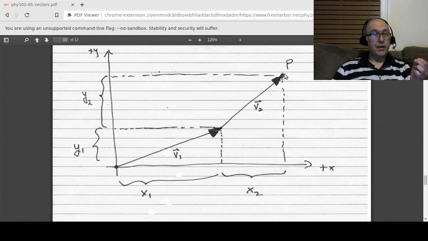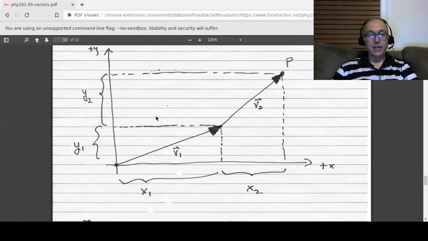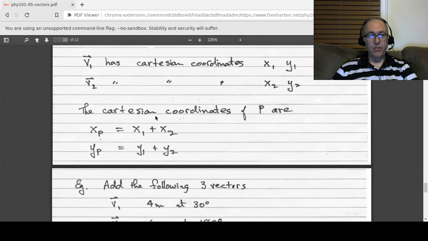Okay, but it's pretty obvious from the diagram that the x component of this position right here is going to be x1 plus x2. And the y component of P is going to be y1 plus y2. And so there's our answer. To get the x component of P, just add up the x components of v1 and v2, namely x1 plus x2. And to get the y component of P, add up the y components of v1 and v2, and that's y1 plus y2. Okay? And so there's the formula right here.